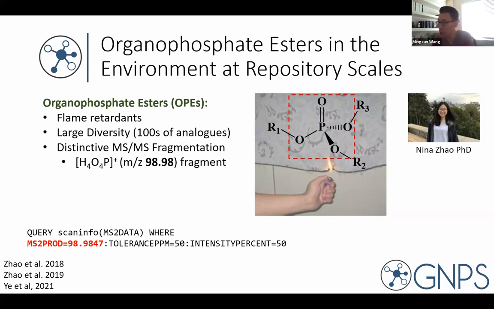What Nina knew about this class of compounds is that they generate a distinctive fragmentation at 98 m/z. She was able to write very easily, again, it's not particularly complicated, a query that looked for MS2 spectra with this particular fragment, and it had to have been at a very high intensity. That's something she knew about the fragmentation.